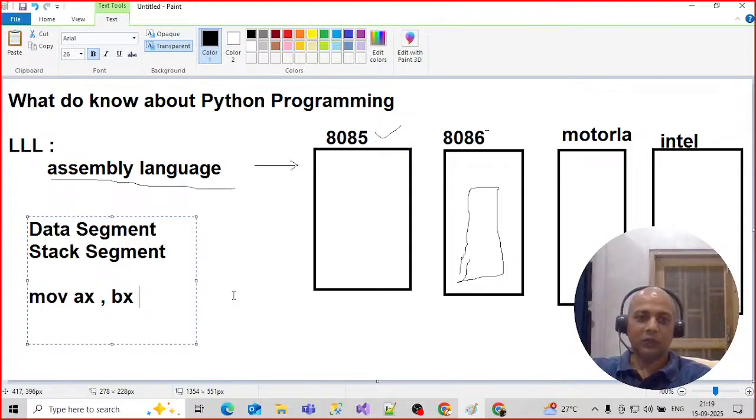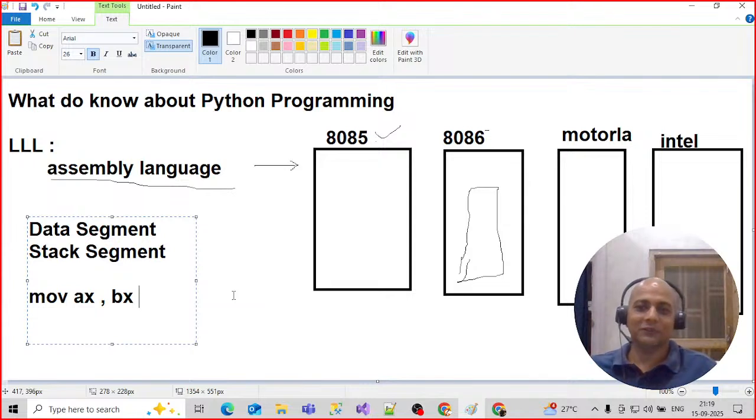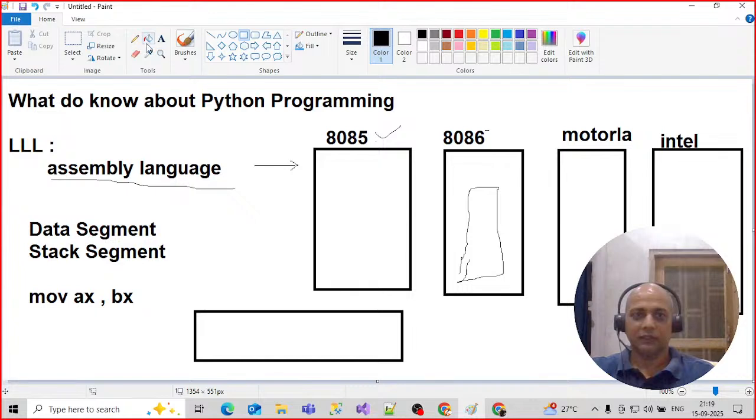Like to add two numbers, we had to write around 30 lines of code. You know how difficult it was. In 2003 or 4, we used to write this kind of programming, and it was very difficult to understand the architecture and how the data segment will be working, how the stack segment will be working, and we had two segments to represent the data.